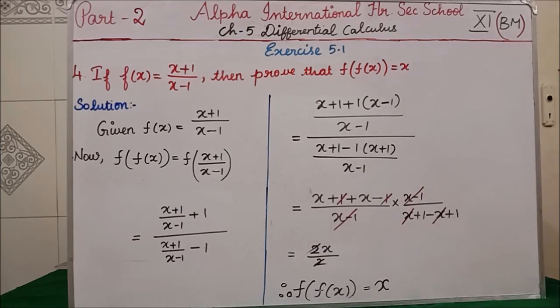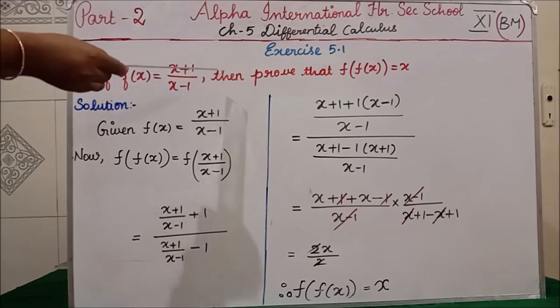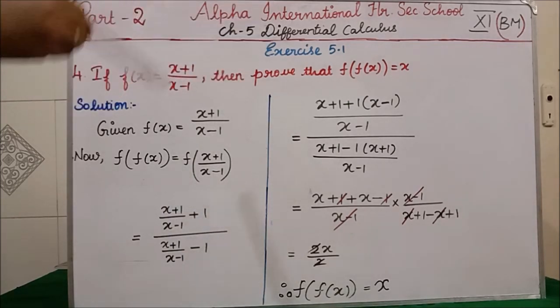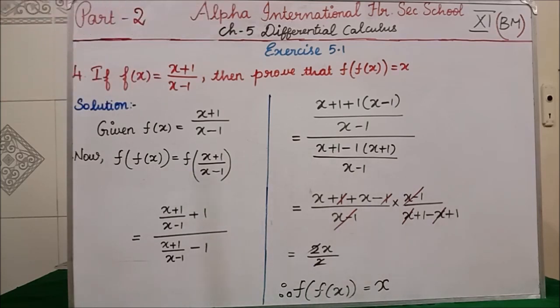See the fourth question. If f of x is equal to x plus 1 divided by x minus 1. See what they have given. f of x is equal to x plus 1 divided by x minus 1. Then prove that f of f of x is equal to x. Clear? We want to prove f of f of x is equal to x. Clear all of you? Now we will start the solution.